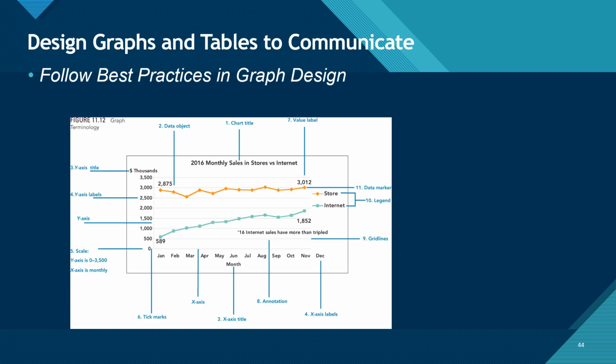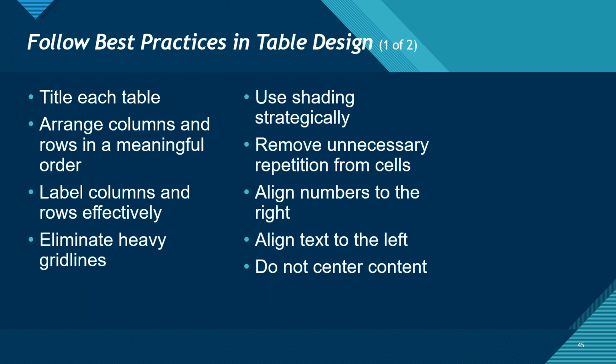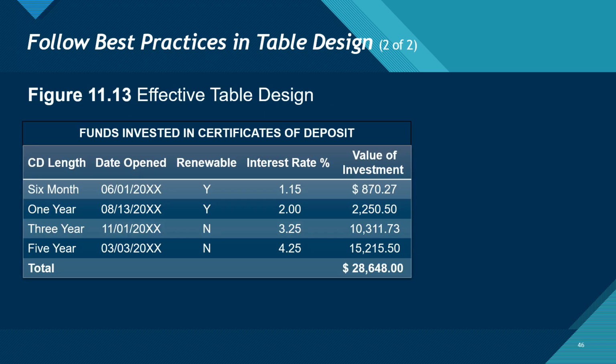Design graphs and tables to communicate. Follow the best practices in graph design. Follow the best practices in table design. Title each table, arrange columns and rows in a meaningful order, label columns and rows effectively, eliminate heavy grid lines. Use shading strategically, remove unnecessary repetition from cells, align numbers to the right, align text to the left, and do not center content. Here is an effective table design.